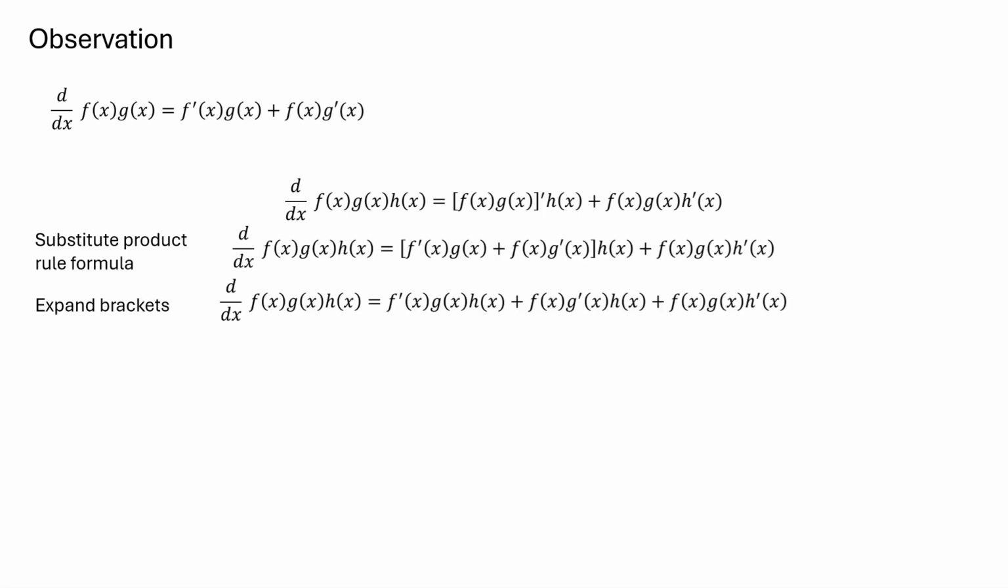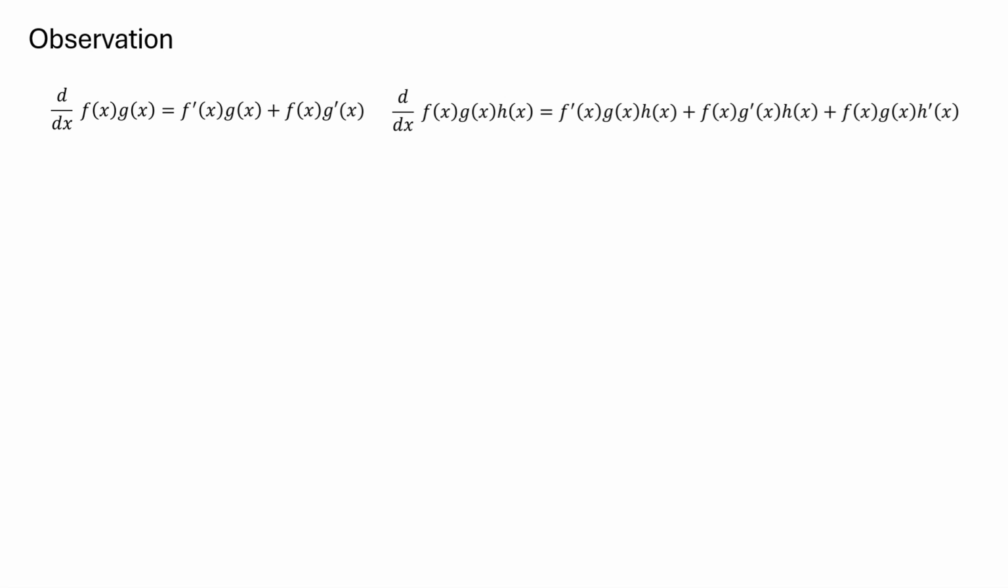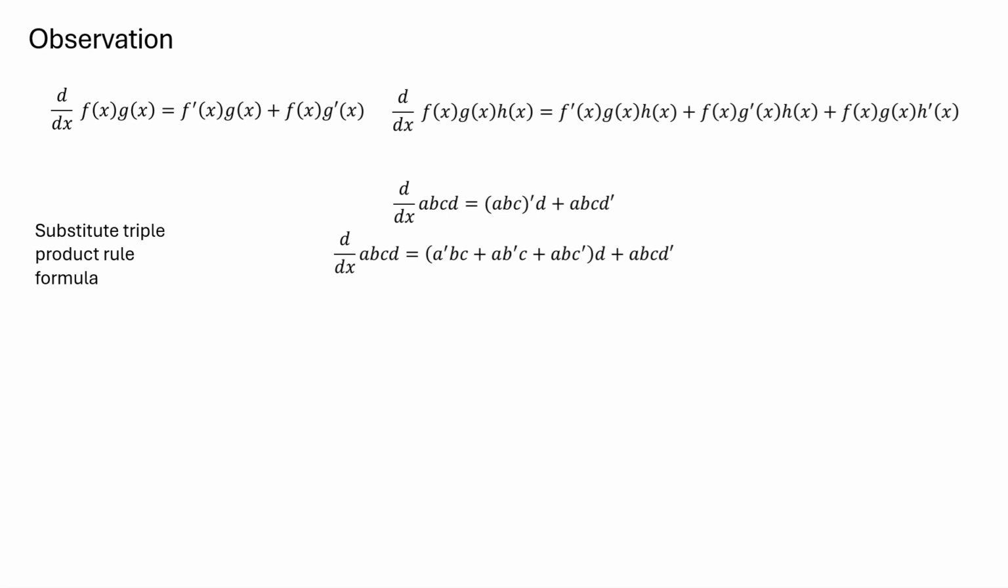That's our triple function product rule. Now we can do the same thing with four functions. I'm now shortening it to A, B, C, D just to make it look less messy. Again, we group the first three, and we can use the regular product rule, and then we substitute in our triple product rule. We expand the brackets, and there we go. That's our four function product rule.